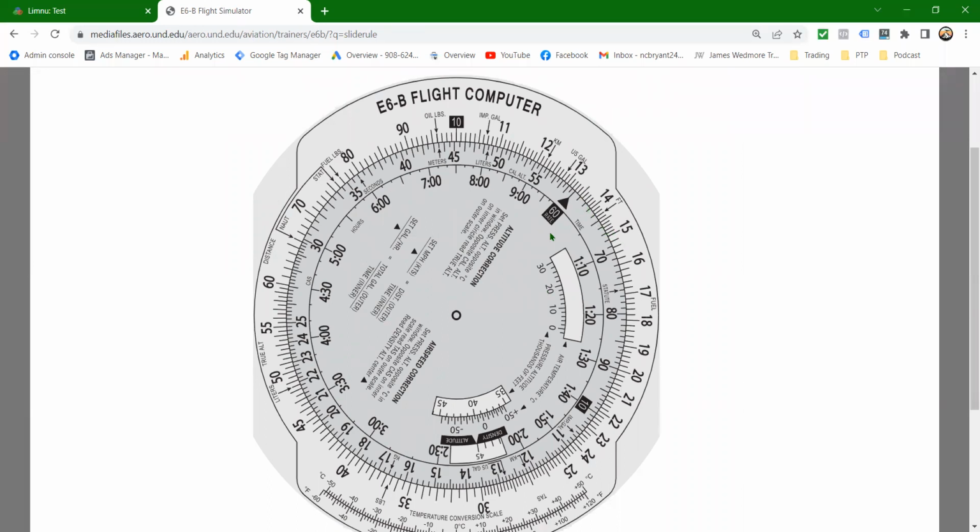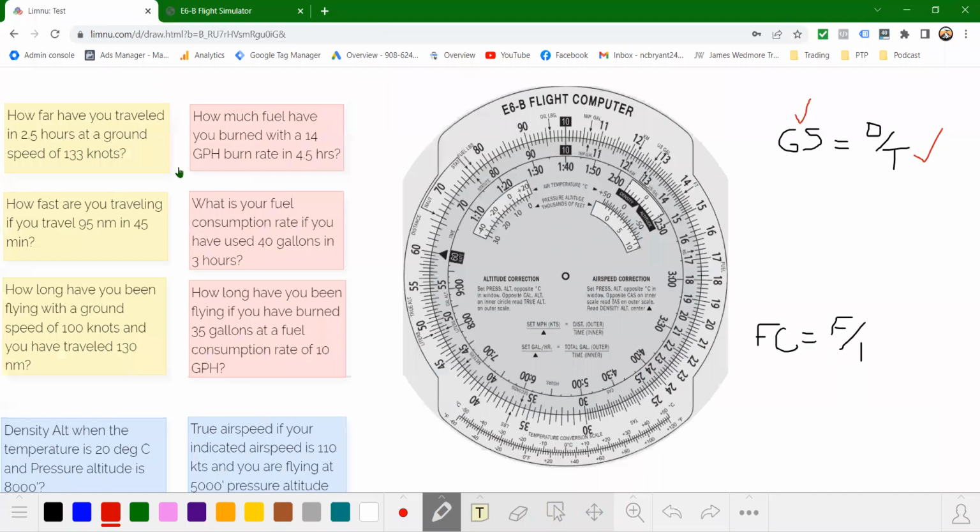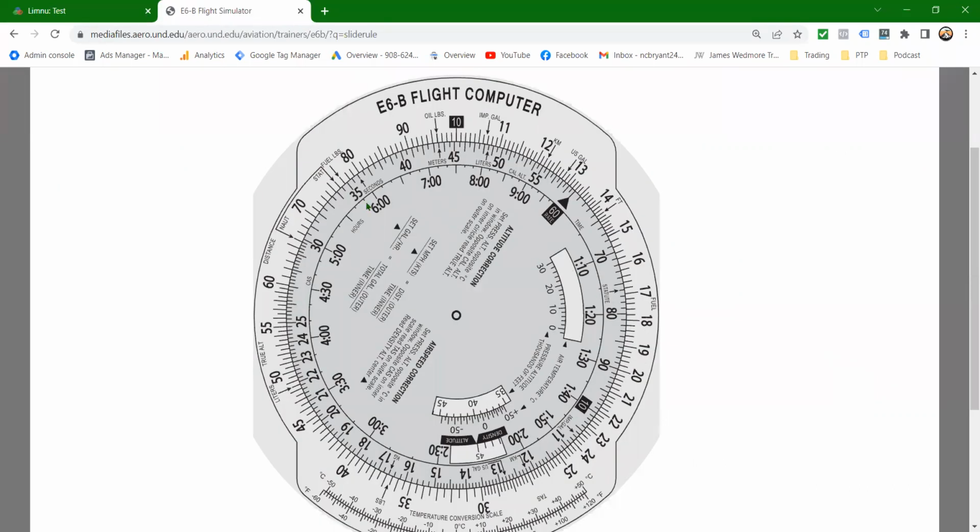So once that's lined up, it tells us that we can read distance on the outer scale over our time on the inner scale. Time is 2.5 hours. So let's find 2.5 hours on this inner scale. If you can see, there's kind of 2 scales in the dark gray. There's 30, 35, 40, 45, and then there's 5 that looks like 5 o'clock, 6 o'clock, 7 o'clock. This innermost scale is hours. So we have 4.5 hours, this 4:30, 5 hours, 6 hours, 7 hours.